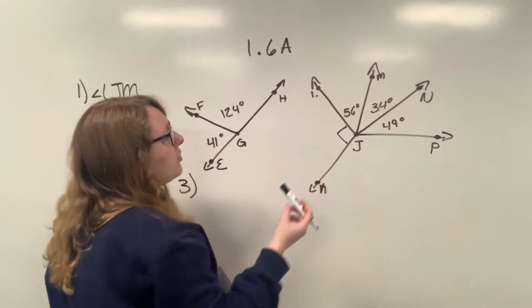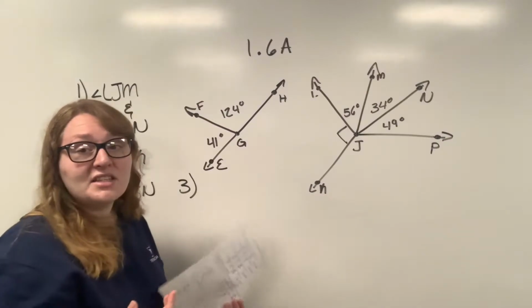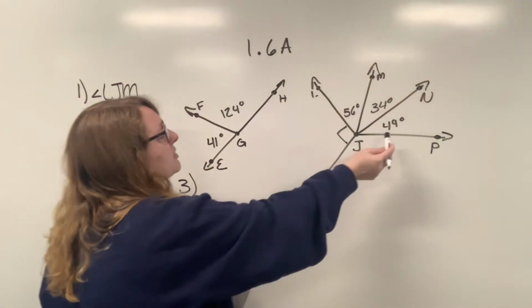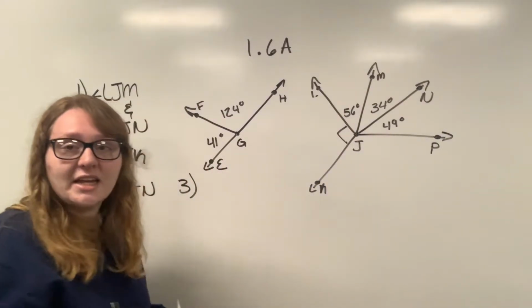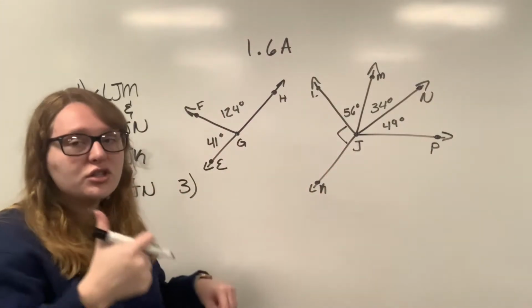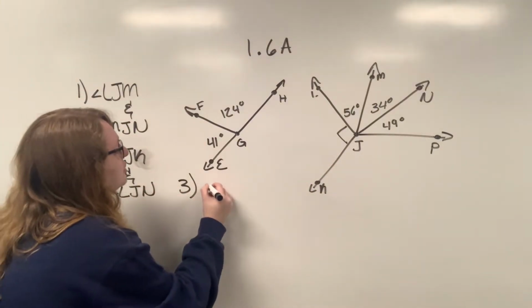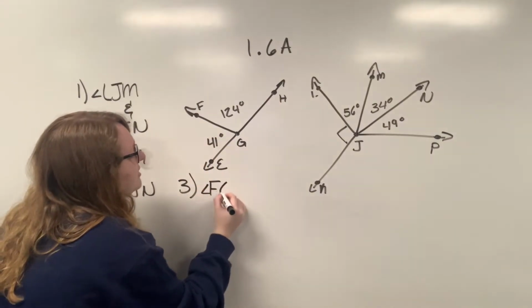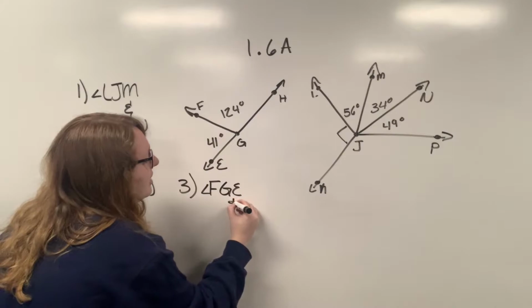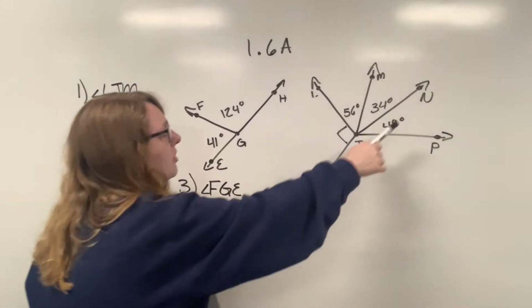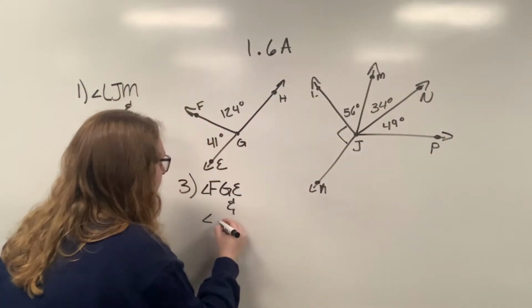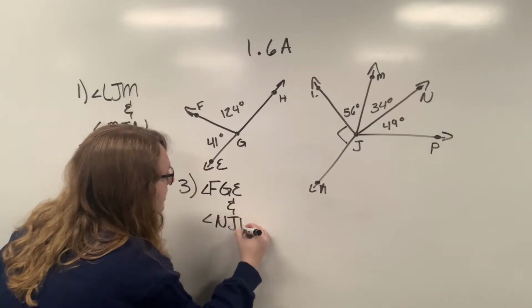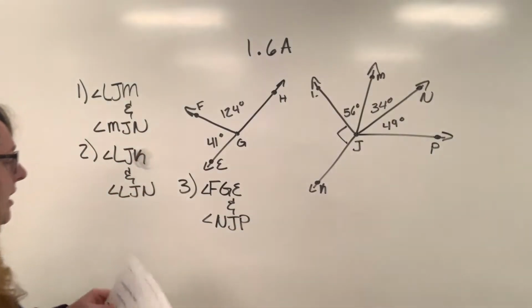41 plus 34 gives us 75, that's not enough. 41 plus 49 would give us 90 degrees. And they're not next to each other, so this one's perfect, okay? So we have angle FGE, side, vertex, side, and angle NJP, side, vertex, side, okay?